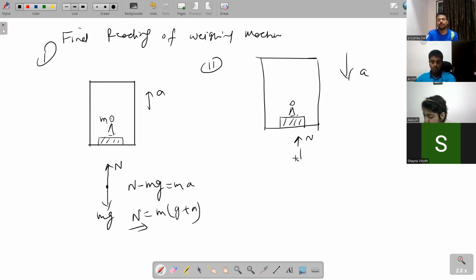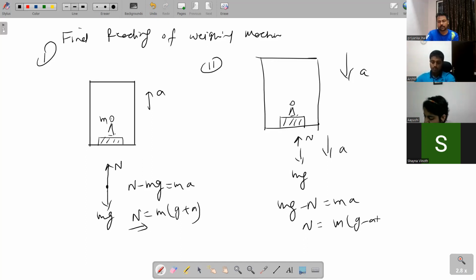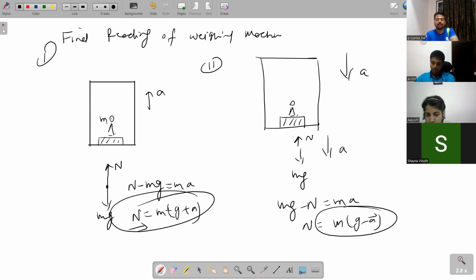Here, if you see, N is upward and mg is downward when coming down. So here it will be mg minus N equal to ma. So N will be m times g minus a. So here a different reading, here a different reading.